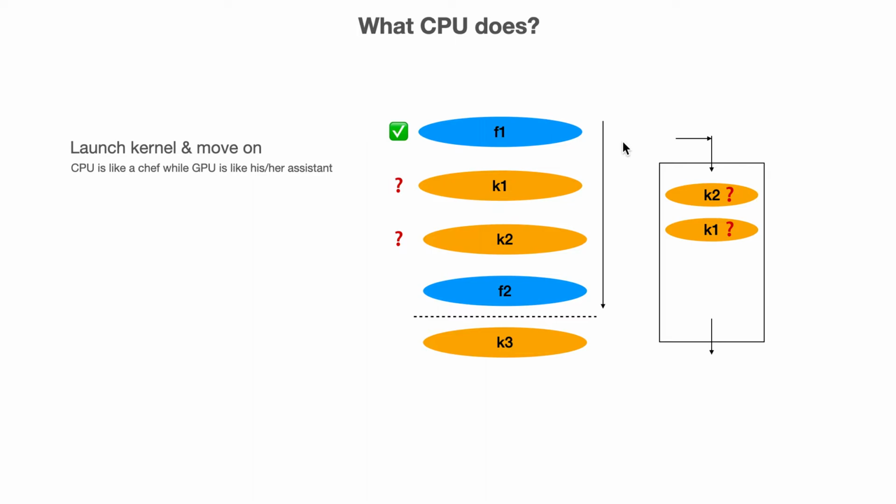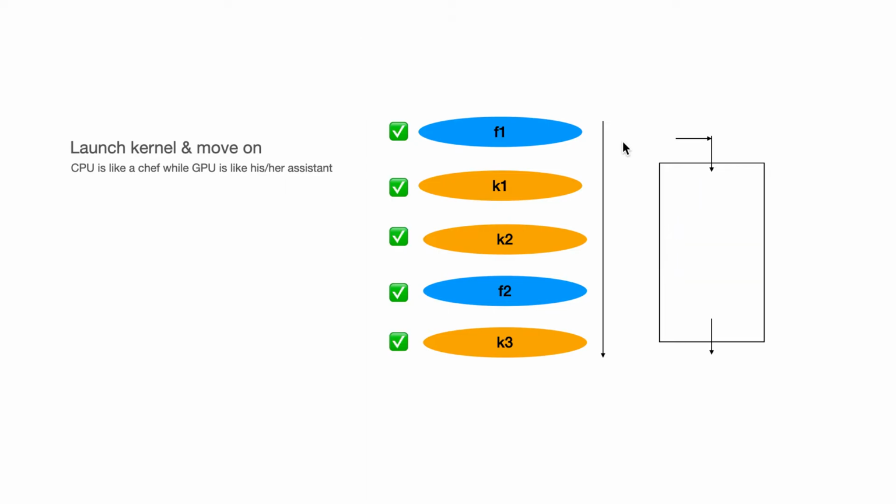Now, once F2 is finished, the CPU again moves further and pushes kernel 3 to the GPU queue, and the CPU is done. Now, the CPU doesn't really know whether the kernels are done or not. That is the GPU's job. So it's possible that kernel 1 is still executing, or kernel 2, or kernel 3. But once all the kernels are finished, we get to the end of the program.